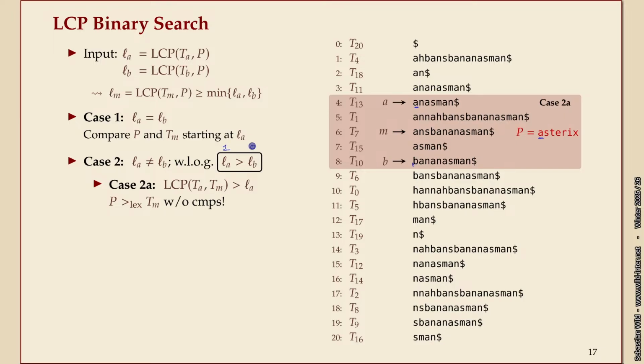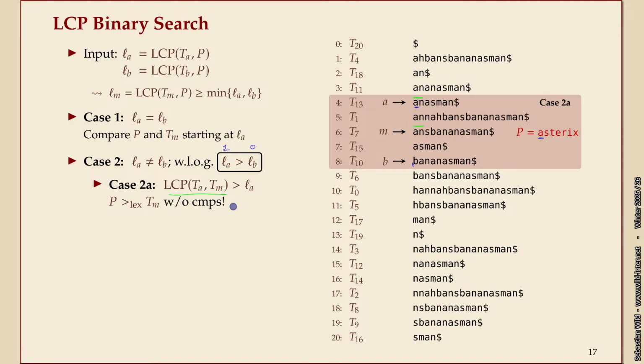And on top of that, here we have that the longest common prefix between TA and TM, so these two guys here. I'm running out of good colors, but let me use this light green for that. This is bigger than LA. They share more characters than P and LA.